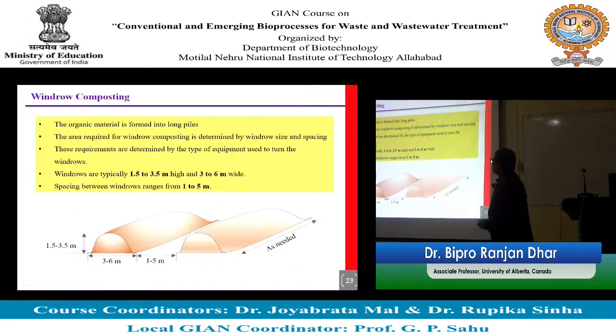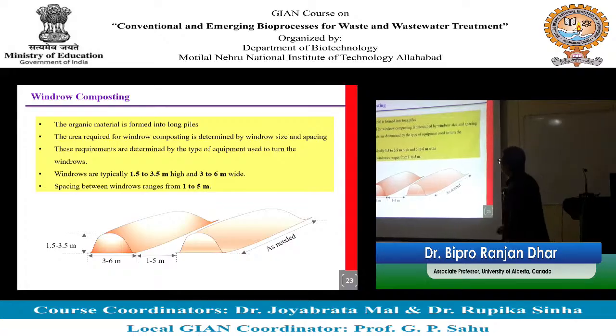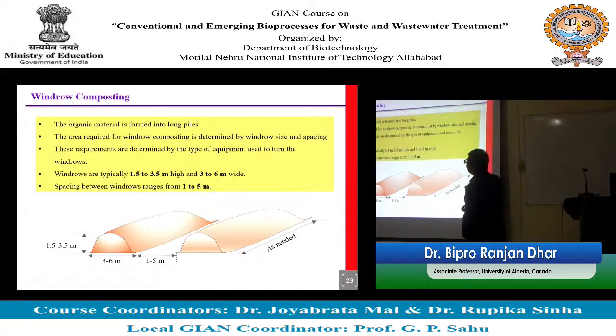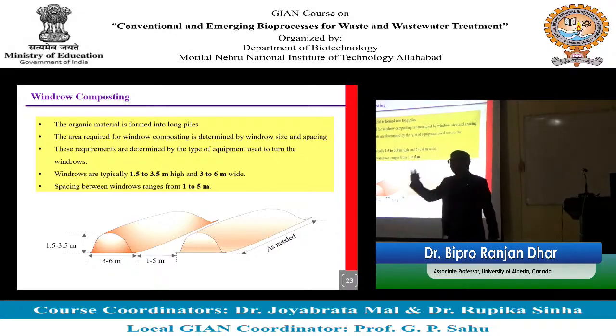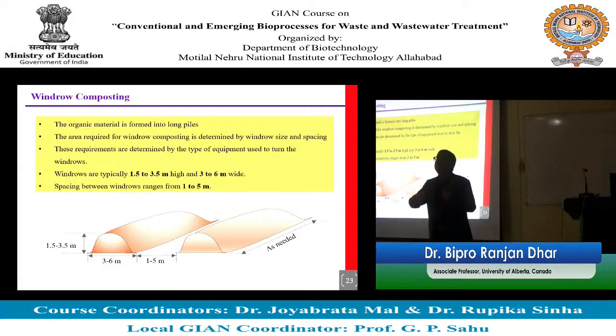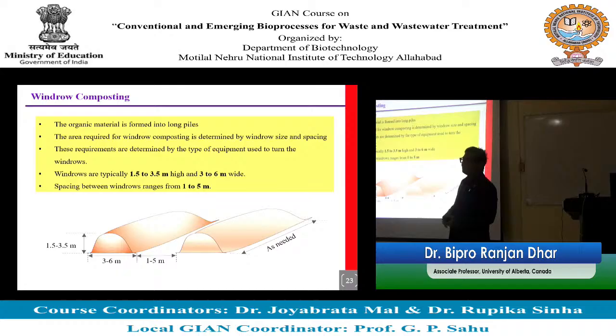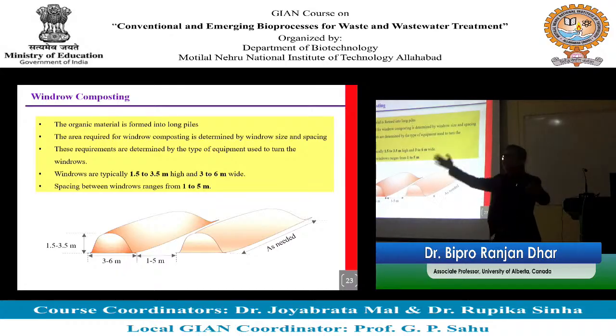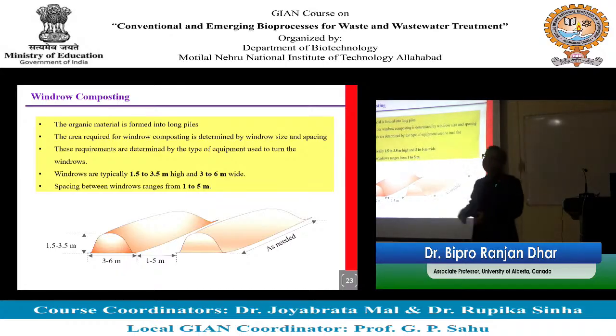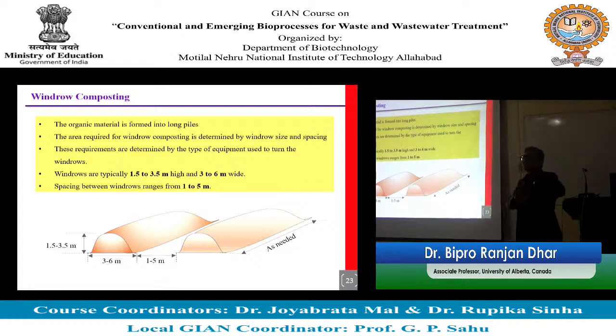And typically for windrow composting, they are organic material. They are formed into long piles, and they are typically semicircle shape. They are in semicircle shape, may not be a perfect semicircle, but for our engineering calculation we consider it's a perfect semicircle, right? I cannot go and measure whether it's perfect or not, right? So for engineering calculation we consider it's a perfect semicircle.